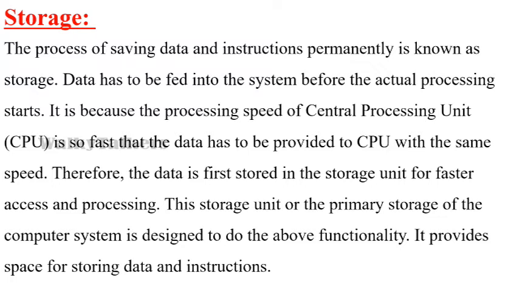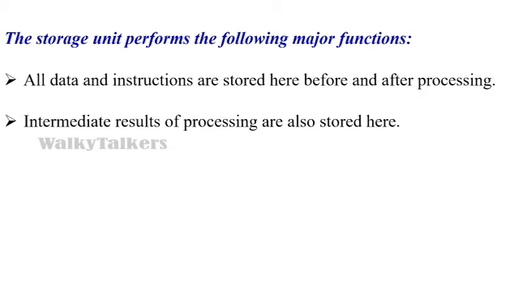The storage unit performs some major functions. These are the two major functions. The first one is that all data and instructions are stored here before and after processing. As I said earlier, the input, the processes, and also the output are stored in the storage unit. The second is that intermediate results of processing are also stored here. In the middle of processing, with the instructions we give, some intermediate results will be produced.